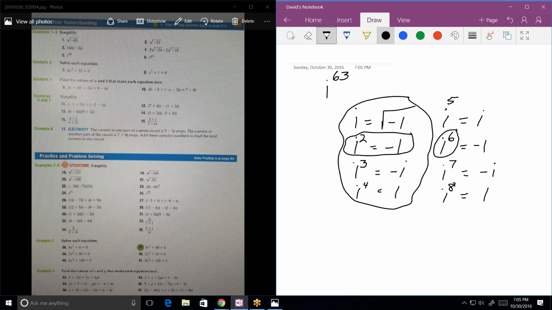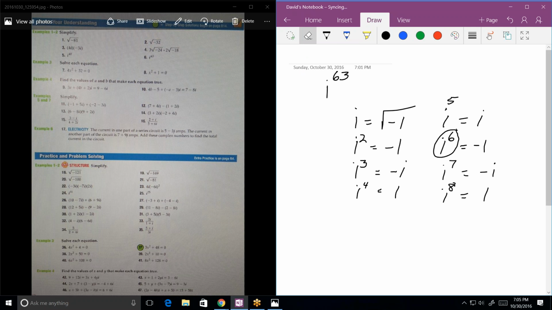i to the 63rd is the same as what? i to what? So you would divide the 63 by 4? That's all you ever have to do on this. I get 15.75. You don't care about anything except the remainder. Okay, so then 0.75. So would that be 3 or negative?